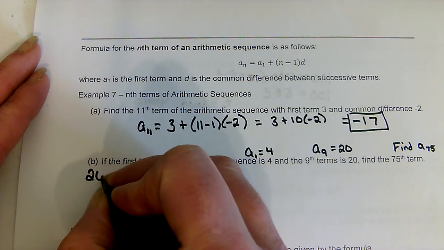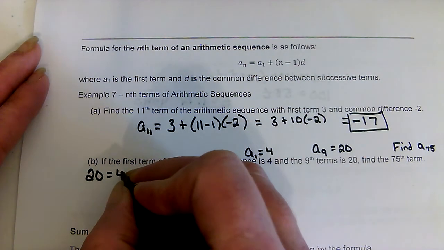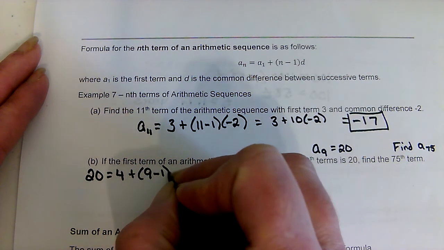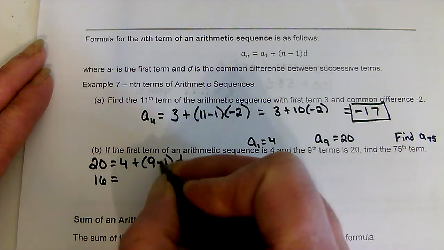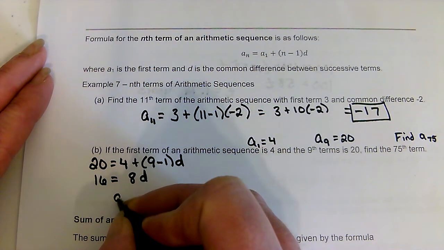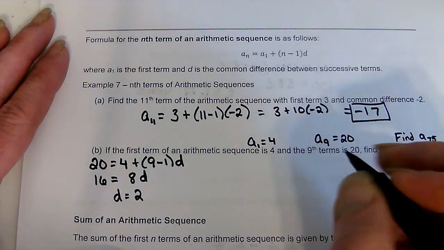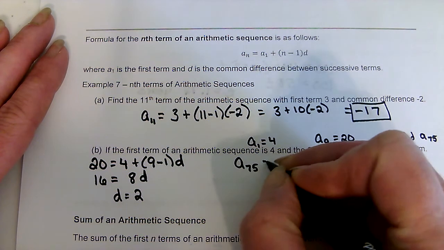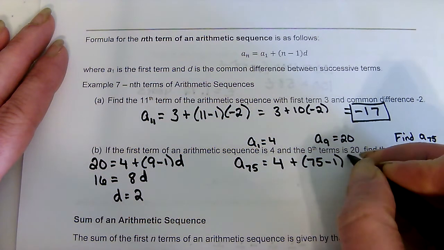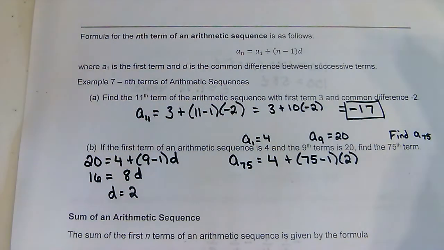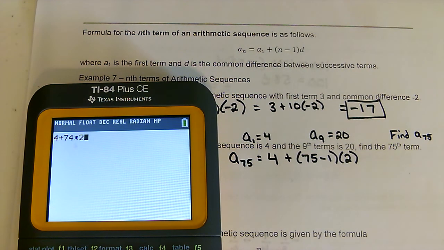So 20 would be found by putting 9 in for n. So it would be taking the first term plus 9 minus 1 times the difference. I'm going to go ahead and subtract the 4, and that gives me 16 equals 8 times d. So d is a positive 2. It's going up by 2 each time. Now I can find that 75th term. It's the first term plus the position we want minus 1 times that common difference. That's a lot easier to work with, right? So 4 plus, that'd be 74 times 2.